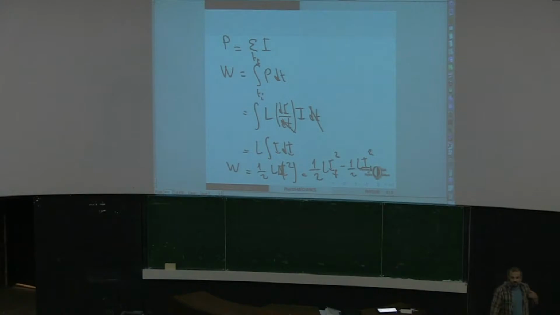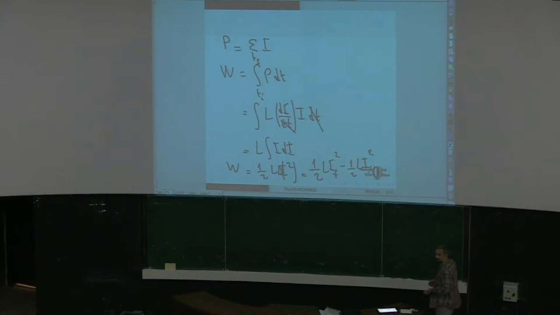So if you want to create a current running through a circuit element that has a self-inductance L, you have to be doing work against this back EMF. Now the back EMF is minus L times di by dt. So the work that you have to do is L di by dt times I. If you just take this integral, you will get that the work that you have to do is 1 over 2 L, the final current squared, minus 1 over 2 L, the initial current squared.